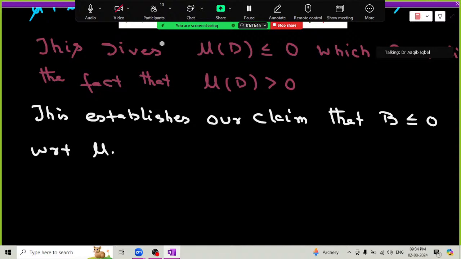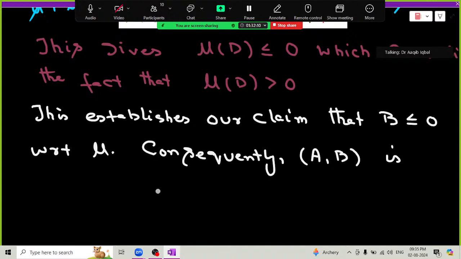Full stop. Now since A and B are disjoint and their union is X, इसलिए because B जो है that is actually A complement, and is actually because of this that A union B is X. So therefore the pair A comma B is actually a Hahn decomposition. मैं ये लिखने जा रहा हूँ. Consequently the ordered pair A comma B is a Hahn decomposition.